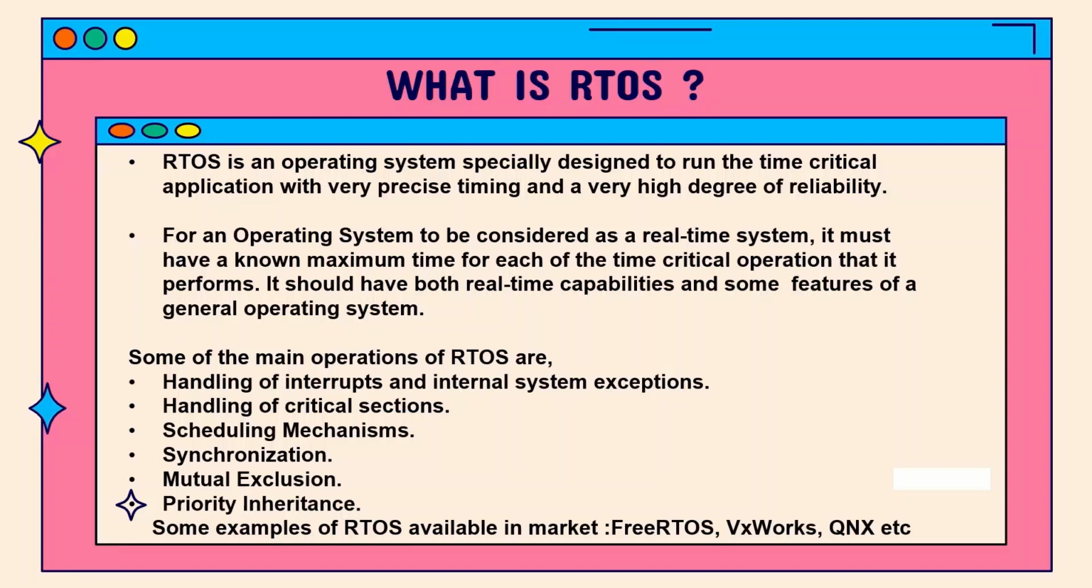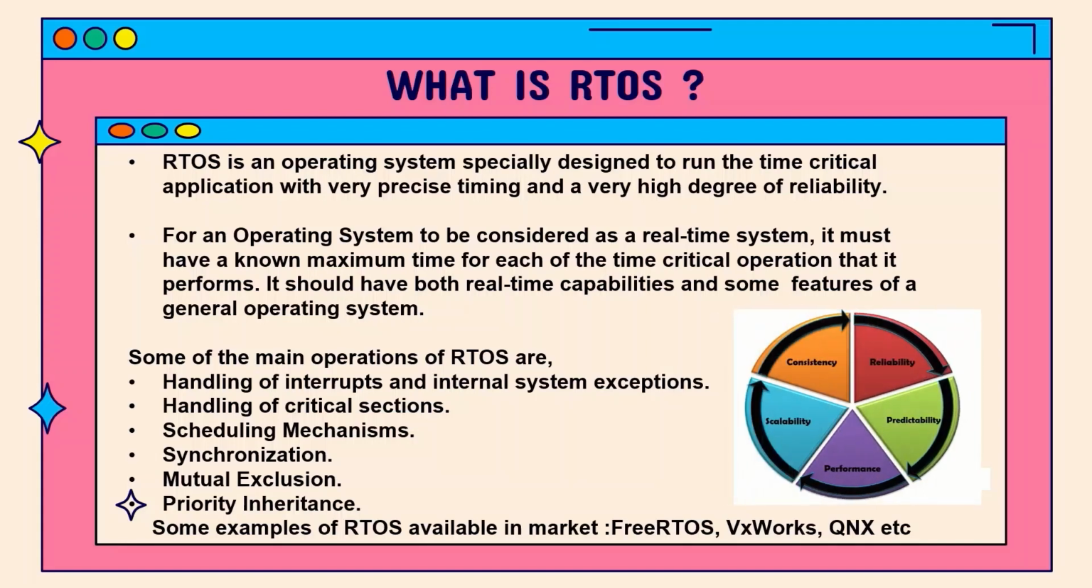Some of the main operations of an RTOS are handling of interrupts and internal system exceptions, handling of critical sections, scheduling mechanism, synchronization, mutual exclusion, priority inheritance, etc. Some examples of RTOS available in the market are FreeRTOS, VxWorks, QNX, etc. Some features which an RTOS should possess are reliability, predictability, performance, scalability, and consistency.